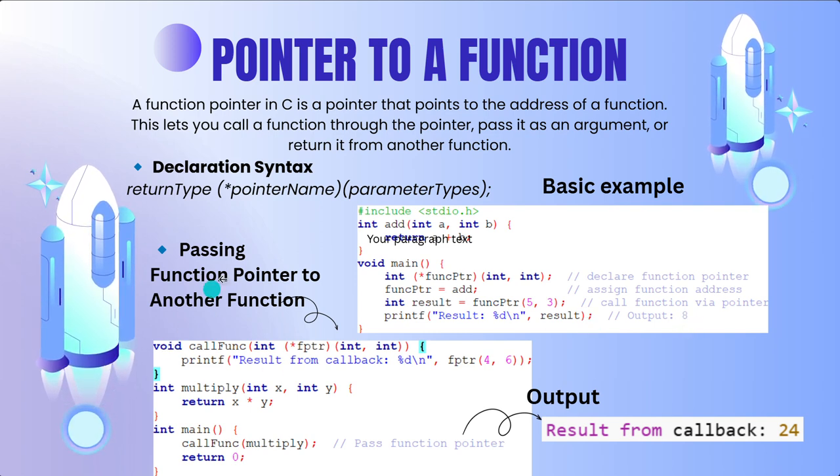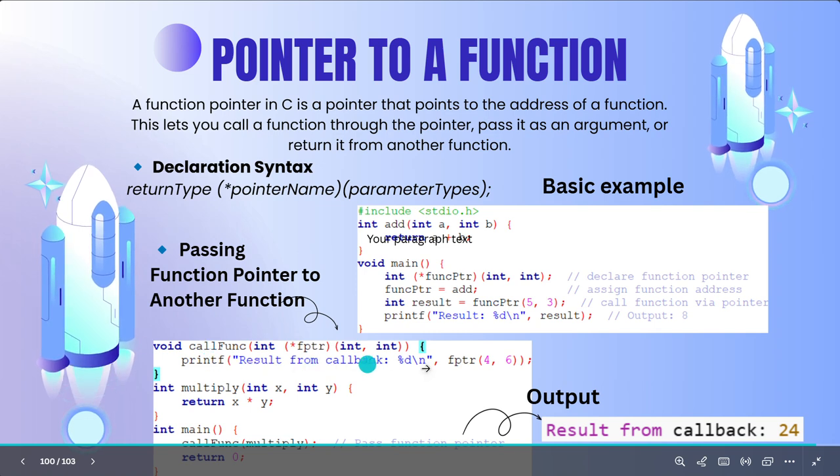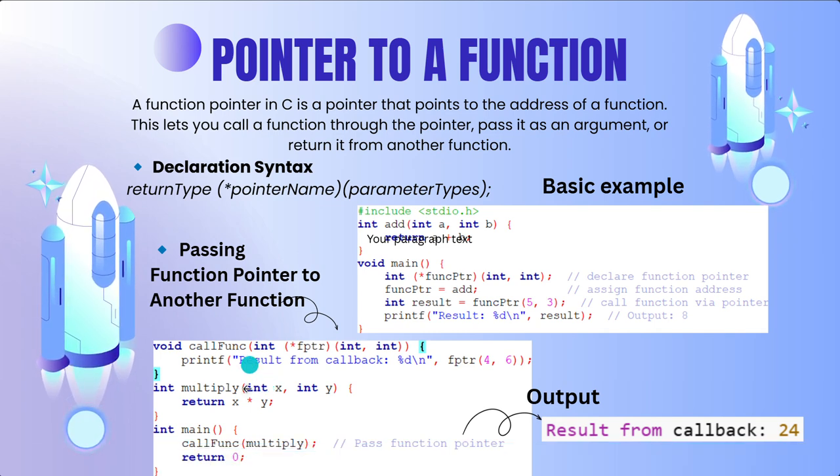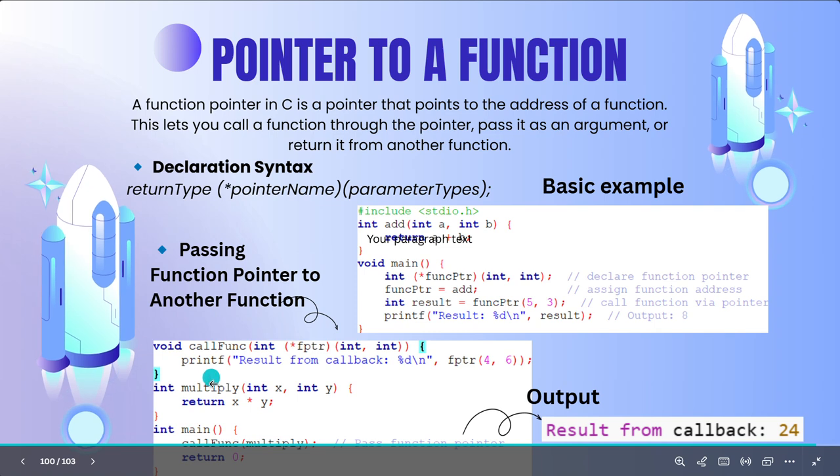Now we look at passing the function pointer to another function. Now we are passing this function to another function, void call function. In this we are taking the function pointer and two arguments. Result is we are taking it, and now int multiply, we are taking a multiply function, and then in the main function we are calling the function call function, and passing this function inside the call function. So now the result we will get is 24.